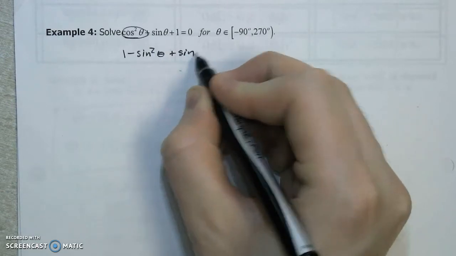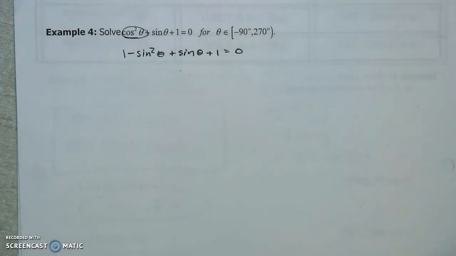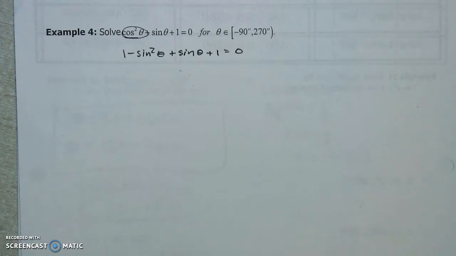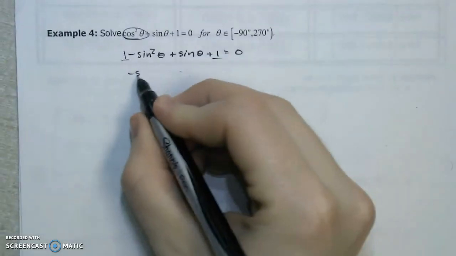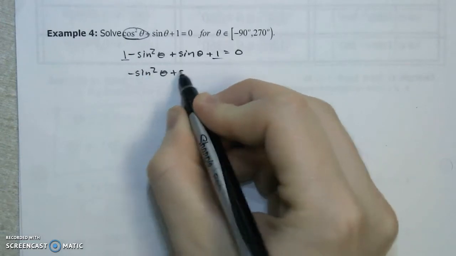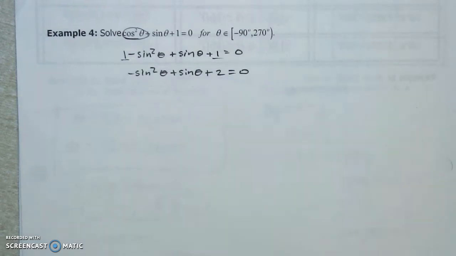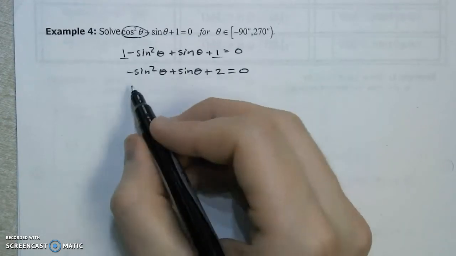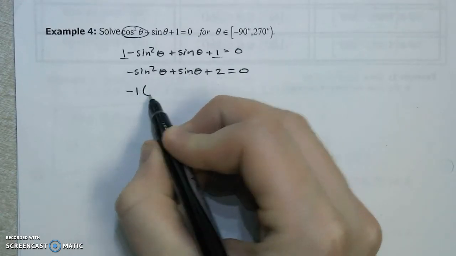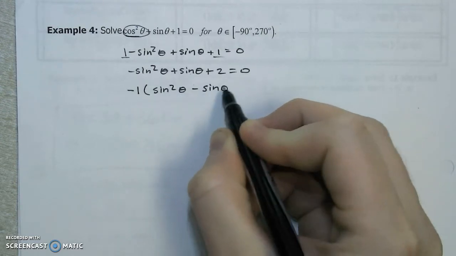And then we still have this plus sine plus 1 equals 0. Well, now I have all the same type of function, and it's all sine theta. We can collect like terms. If we put those ones together, those make 2. And normally when we factor, we want to have the square term be positive. So I'm going to factor out a negative 1. Takes a negative out of all 3 terms.